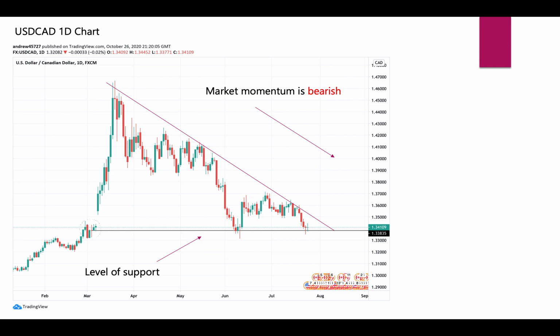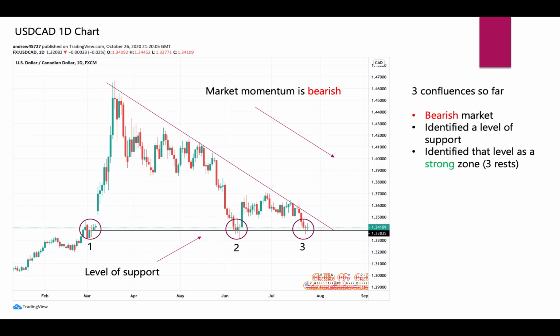All right. So I've identified this level of support here for our bearish market. Now we want to identify, is this a strong support zone? Can we rely on it? We've got one rest, we've got two rests, and we've got three rests of that support zone. What does that tell us? It tells us it's a strong support zone. So far we've got three confluences just by looking at that chart and drawing a few lines.